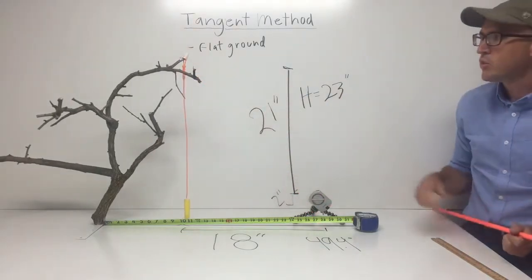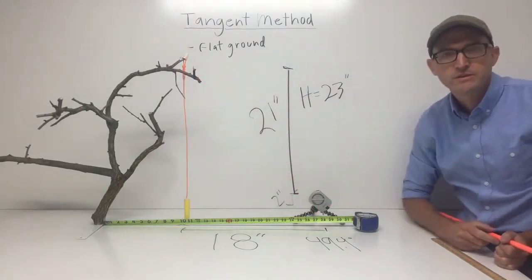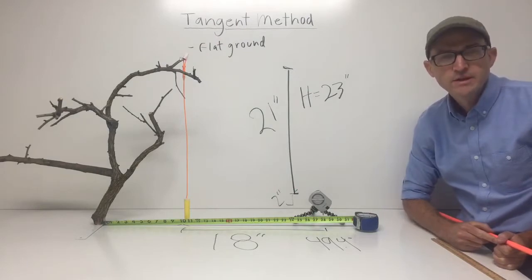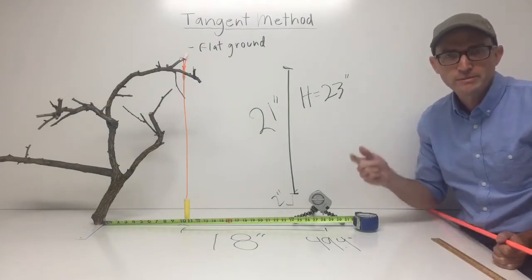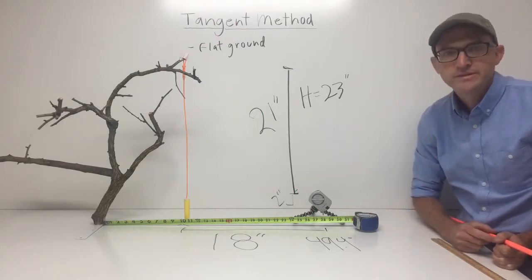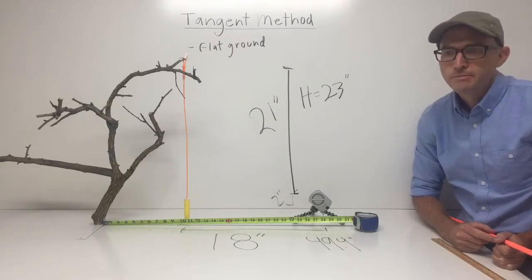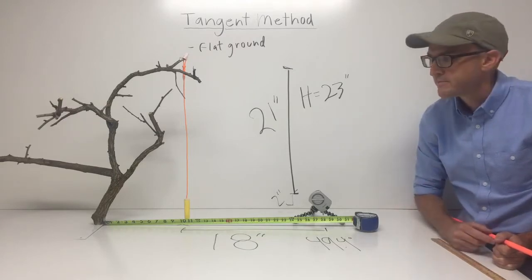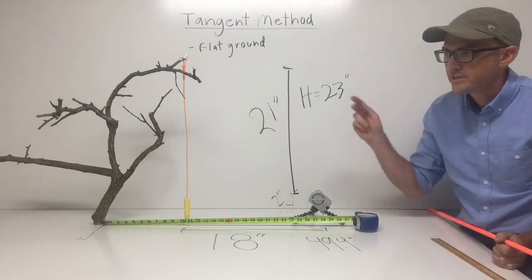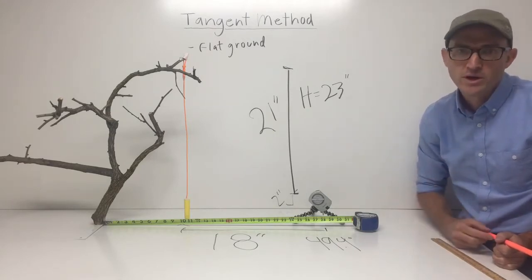One additional thing I'll point out is in the field it can be difficult to determine where the top of the tree is. So in a future video we'll talk about some methods for that. We'll talk about the sine method, utilizing a laser rangefinder, and it'll be a lot easier to find the top that way and actually a lot more accurate as well.